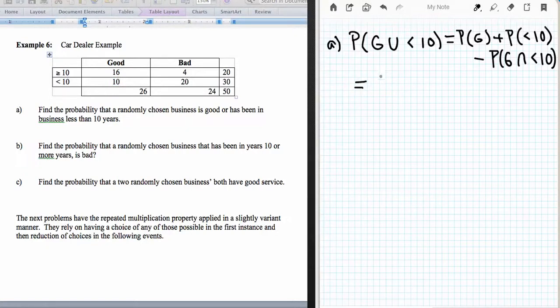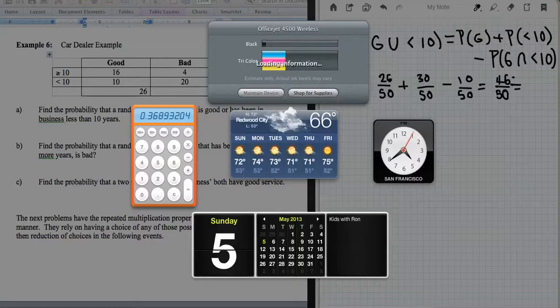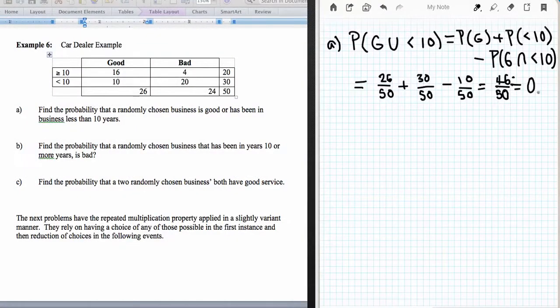So our probability here is going to look like good service. There are 26 out of the 50 dealerships that had good service, plus the probability of being less than 10 years of service. That's 30 out of 50. And then we have to subtract out the 10 that we have counted twice, the good service and the less than 10 years of service. So what we end up with here is 46 out of 50. And of course that would not be a simplified fraction. We have to simplify that. But I'm just going to go ahead and give it as a decimal. So as a decimal we have 46 divided by 50, and that gives us 0.92. So we have 0.92 as our probability here, and we can put that extra 0 on there just to continue to show 3 decimal points.